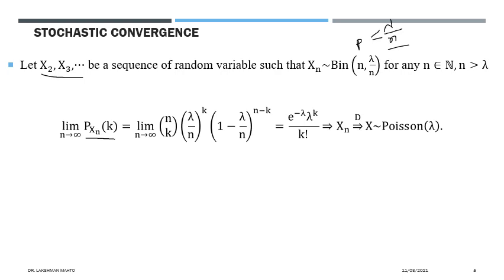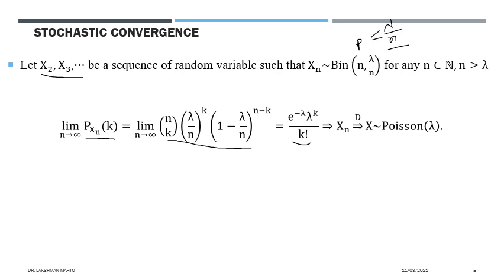So we are trying to take the limit of this probability distribution, which is the probability distribution for a binomial distribution. We take the limit as n tends to infinity. It will converge to this probability mass function, and it is the probability mass function of the Poisson distribution. We can easily see that.